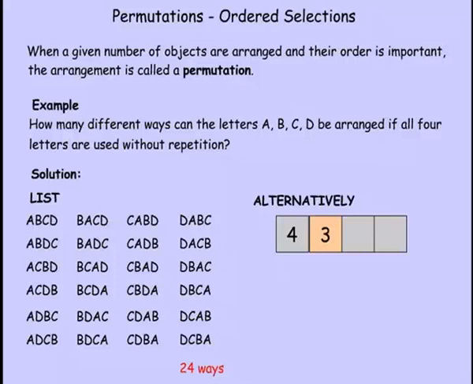Now at this stage we've put down two letters. So when we get to this position, there's only two letters to choose from. There's two ways of doing that. And our final position, we would only have one letter left. So there's one possible letter that goes in there. Now the number of ways, what we do then is simply multiply those four numbers: 4 times 3 times 2 times 1. Then we get 24.